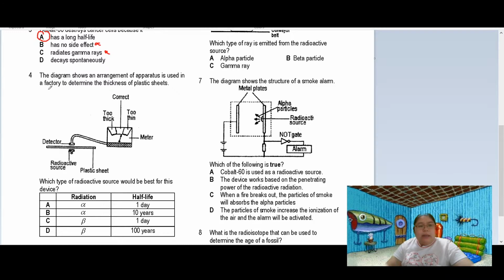Number 4, the apparatus they use in the factory, they want to detect the thickness of the plastic. From here, which radioactive source would be the best? First, to detect the thickness, the half-life must be longer. Agree? So that one is out. Now alpha cannot be used because there's plastic, so we just have beta. So from here your answer should be 100.